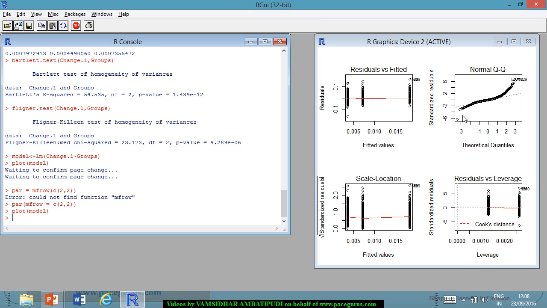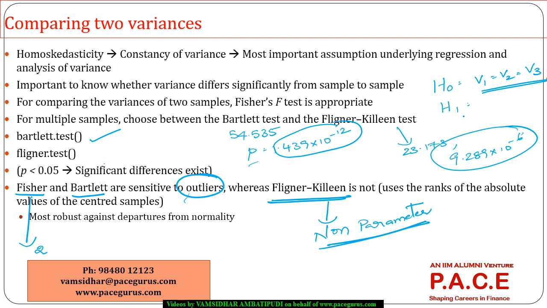And when I'm looking at the Fligner test, there's no compelling evidence for non-constant variance. Here there is a lot of difference in the variances. So I could very well conclude that the variances across the groups are not uniform. If the variances across the groups are not uniform, as we have already discussed earlier, we can't use the t-test to compare the means across the groups.